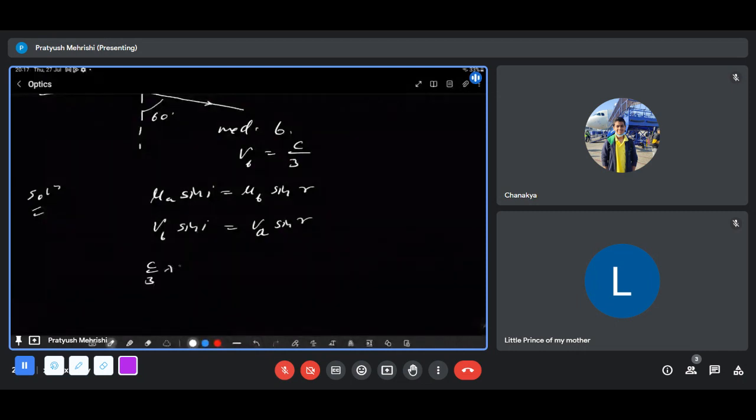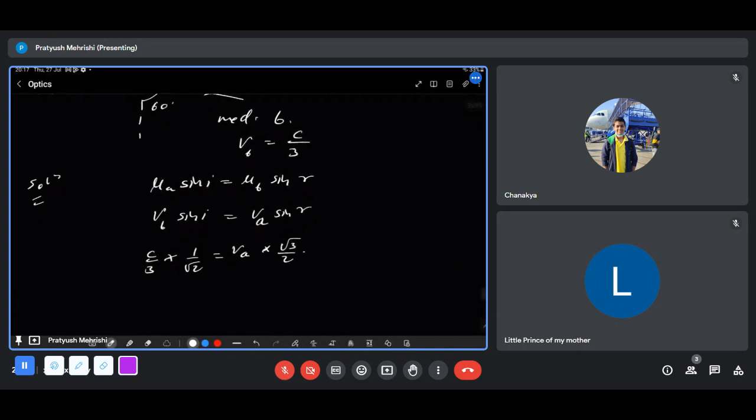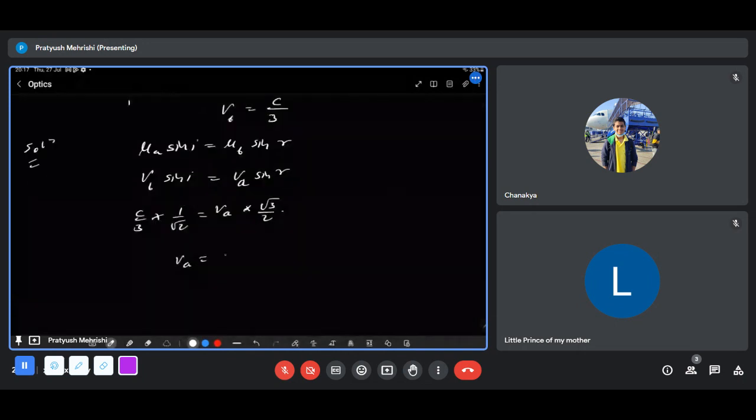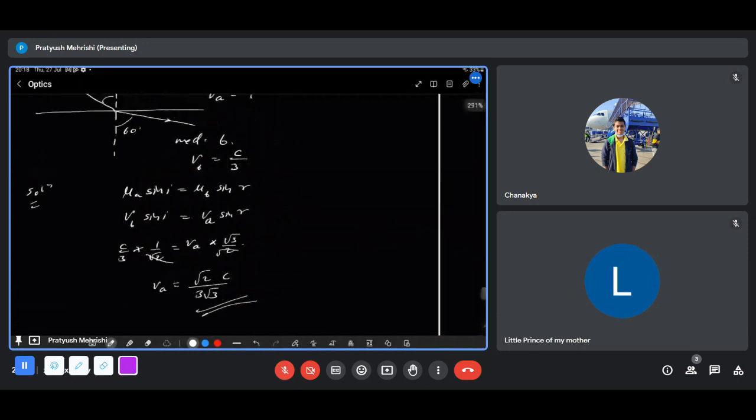What is I? I is given as 45 degrees. So sine I will be 1 by root 2, equal to VA into sine R, R is 60 degrees. Sine 60 is root 3 by 2. VA will be equal to root 2; this 2 will go there and root 2 and root 2 will cancel out. VA equals root 2 c by 3 root 3. This is the answer. Got it now?